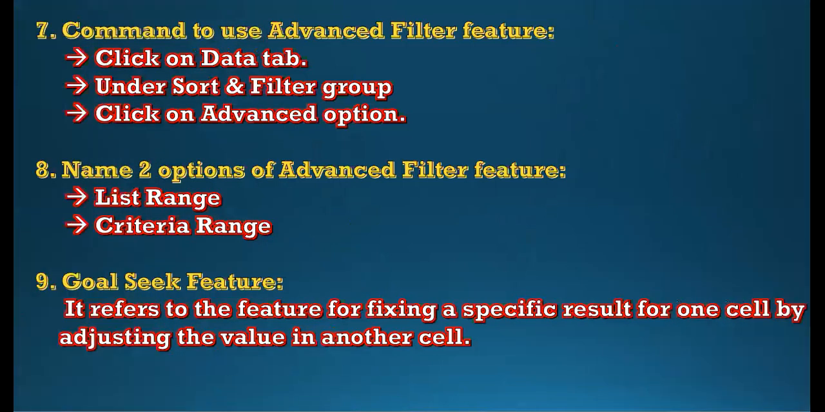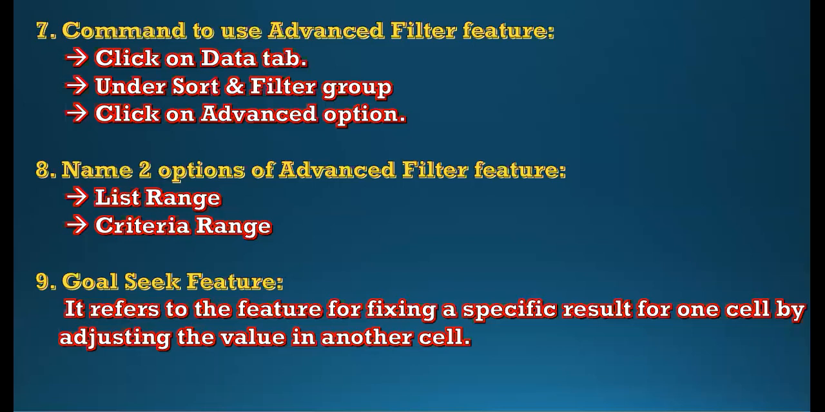Then moving towards the concept of how to use advanced filter option. Click on the data tab. Under sort and filter group, click on advanced option. Okay. So name two options which appear in the advanced filter option: list range, criteria range.